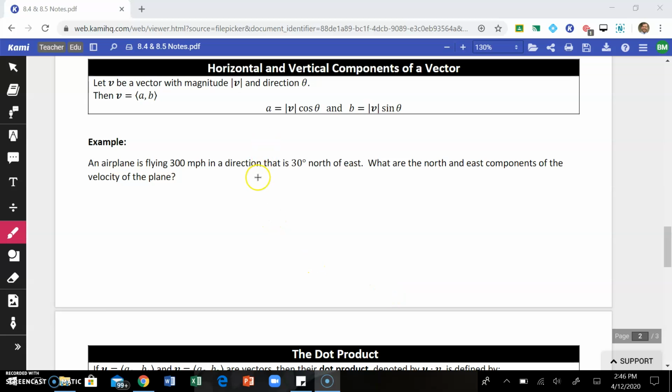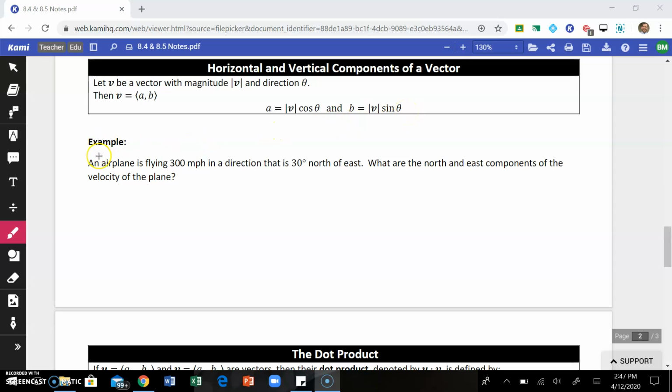Okay guys, continuing on from the previous video, we're now going to look at, if we have the magnitude and the direction of a vector, how we can find those horizontal and vertical components. So the formulas would be: the horizontal component would simply be the magnitude times the cosine of the angle of the direction, and the vertical component would be the magnitude times the sine of the angle. And that will give us those vertical and horizontal components.